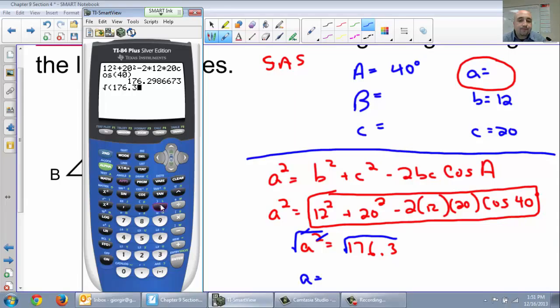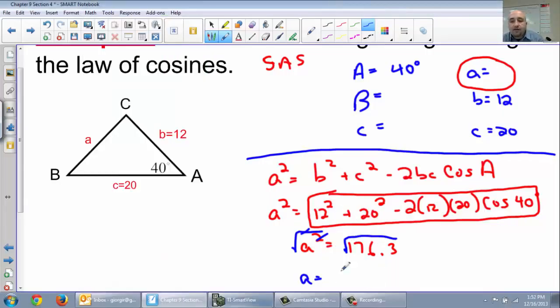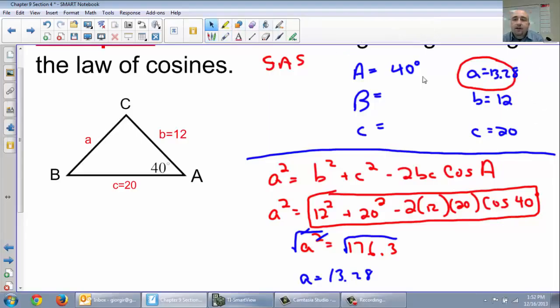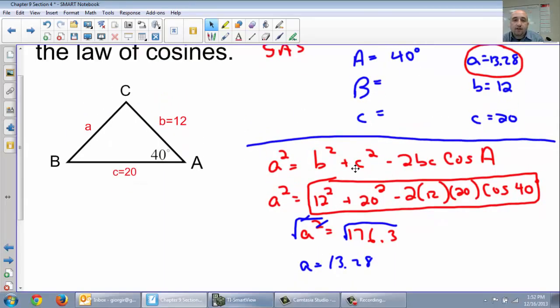176.3. And my answer for A is 13.277 or 13.28. So I have 13.28. All right, so there's the first step to the law of cosines. Hopefully that isn't too bad. All right, next step. I'm going to put a line down here so I can separate this.